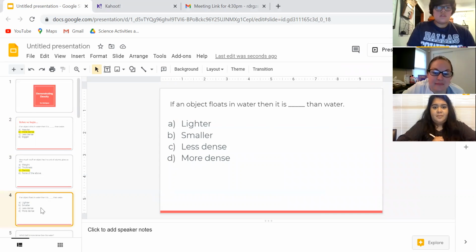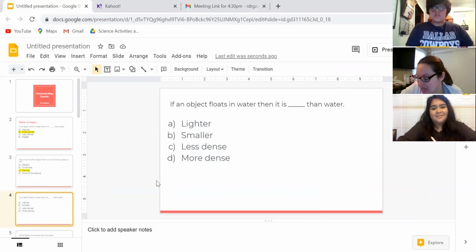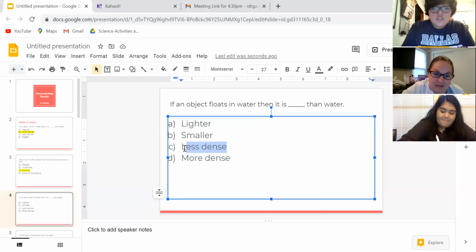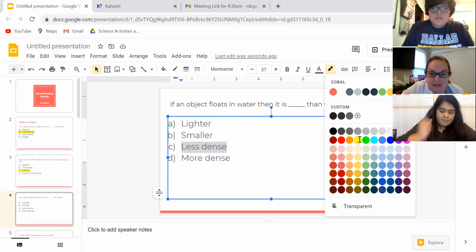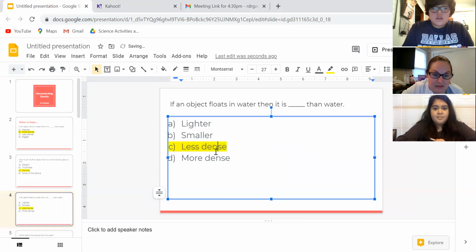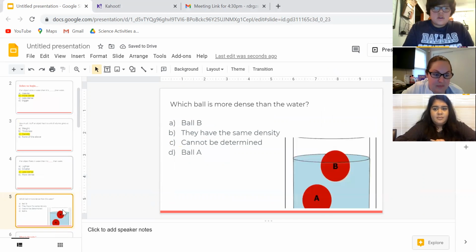All right. So number 3, if an object floats in water, then it is blank than water. What'd you guys get? Lighter. Yeah, I put lighter, but now I'm thinking since we're talking about density, it's probably C. Yeah, awesome. So I can see where you guys might have gotten just a little confused on there. But right here, we're going to be talking more about the vocab during our lesson. So you guys are doing awesome.